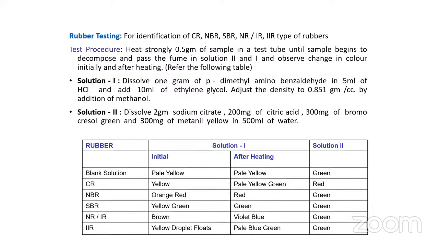Then adjust the density to 0.851 gram per cc by addition of methanol. By doing this, you will get solution one. Similarly, you will get solution two. These two solutions we have already prepared. Pale yellow and green are the colors of the solutions.